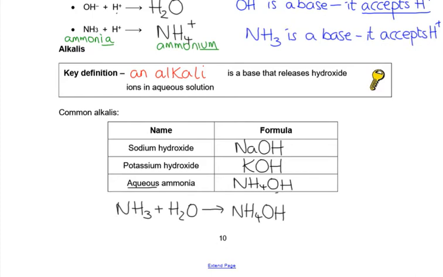In an exam, you would be allowed to just write NH3 (aq) as aqueous ammonia, because that's the formula of ammonia, and aq means aqueous. Or you could write NH4OH, but most people would tend to just write this as the formula of ammonia.